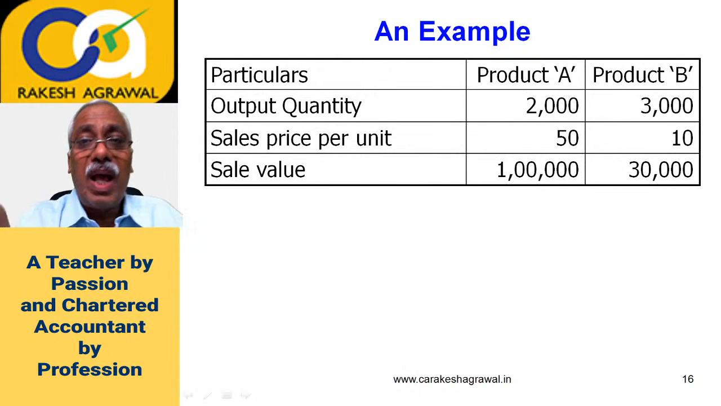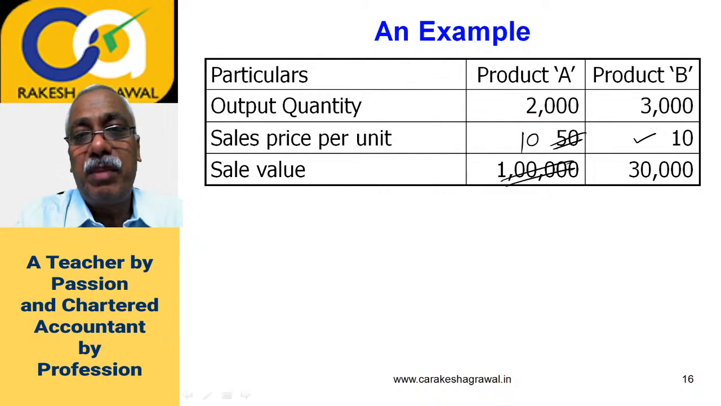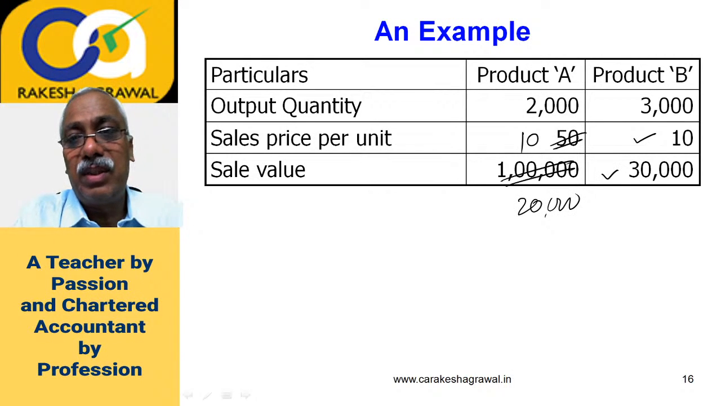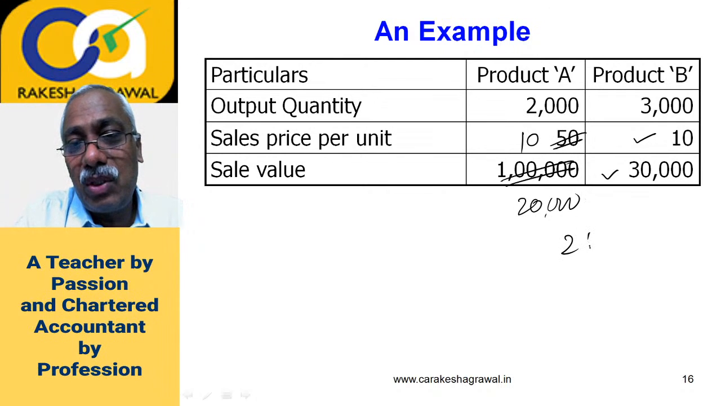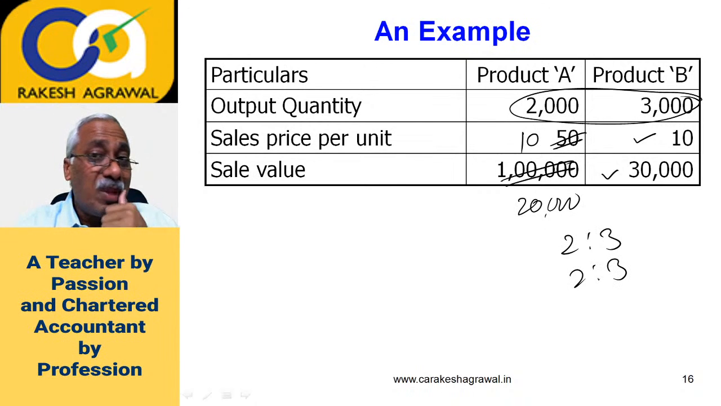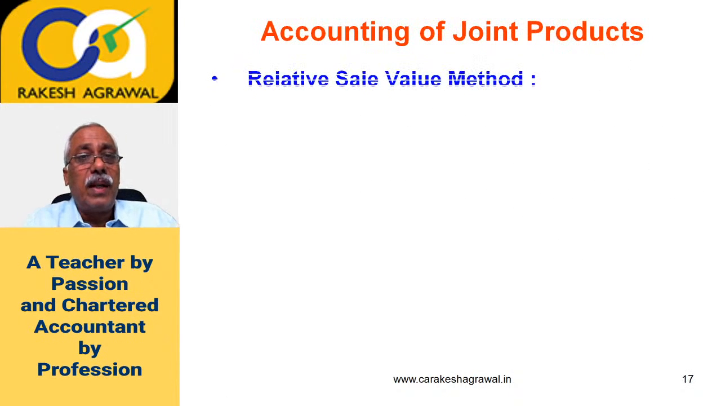But the output method could have been good if the sales price is uniform. Suppose the sales price of this product is also 10 rupees per unit and here also 10 rupees per unit, then you will get sale value as 20,000 and this sale value will remain 30,000. Now you will see the sale value ratio is also 2:3 and your quantity ratio is also 2:3. So it doesn't make any difference provided the sales price is uniform. So if sales price is uniform, then you can go on the basis of quantity. But if sales price is not uniform and substantially different, then you should better apply the sale value method. Therefore, sale value is more logical.